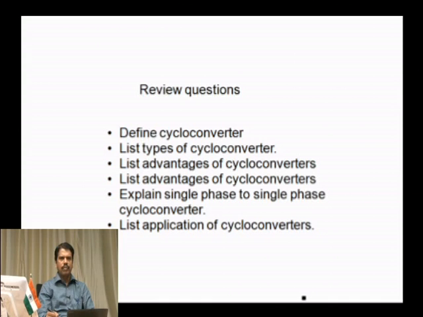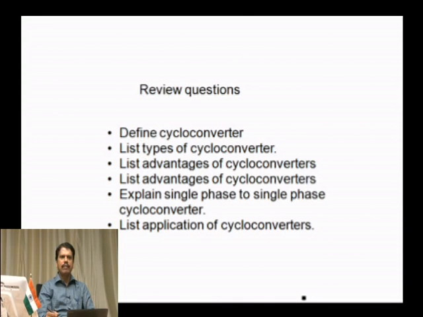Another type of converter we have seen is the step down cycloconverter. In step down cycloconverters, the output frequency will be lesser. Fo is lesser than the source frequency. In our single phase to single phase converter, the output frequency is 20 hertz and the input frequency is 60 hertz. It is 1/3, Fo is equal to 1/3 of Fs.